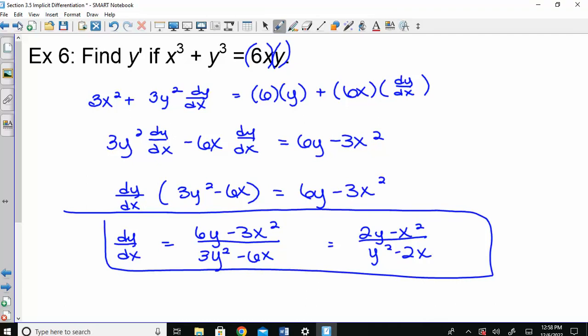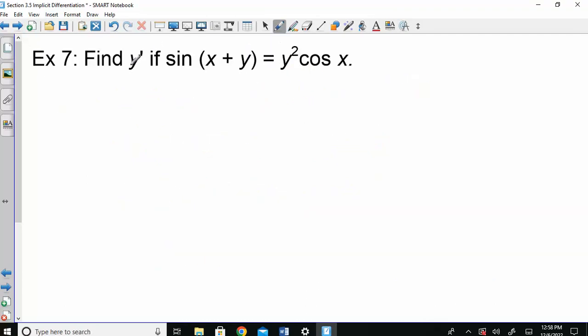What if on this one, let's change this, instead of finding y prime, I want you to find dx dy. What did I do there? Yeah, we've been doing dy dx. And to get that, every time we did the derivative of a y, it became dy dx.